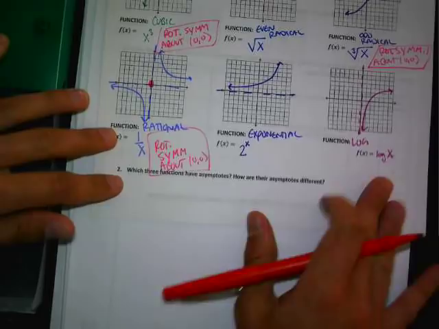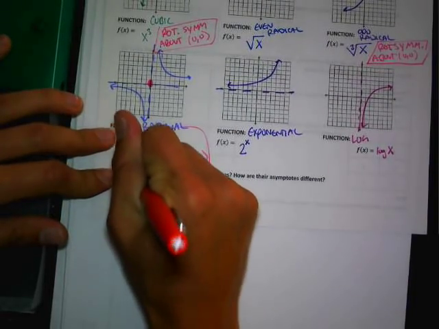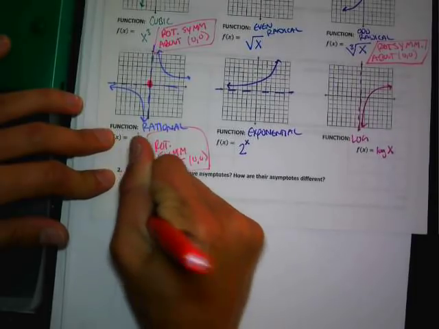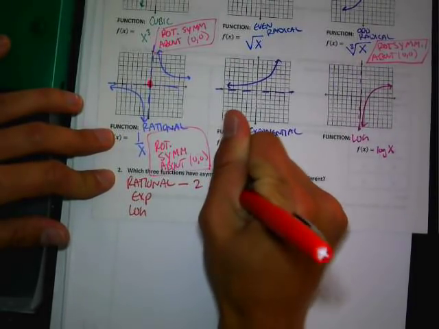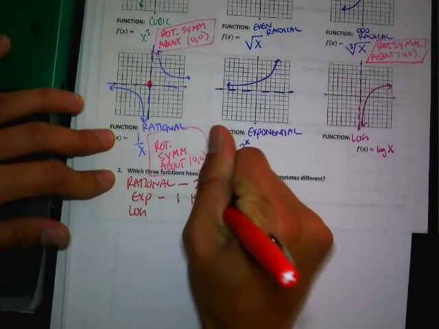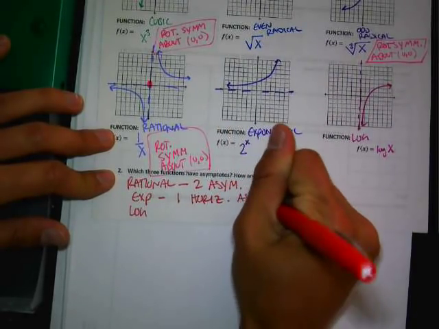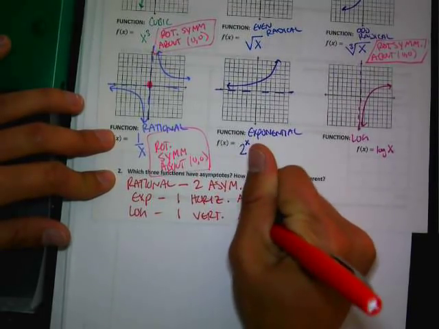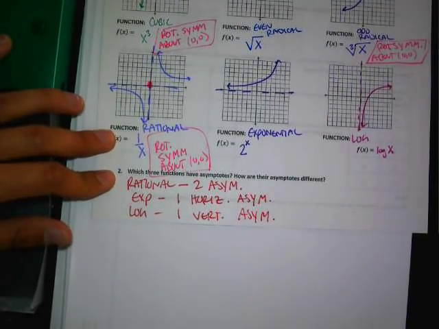Okay. The three functions that have asymptotes are rational, exponential, and log. Rational has 2 asymptotes. Exponential has 1 horizontal asymptote, and log has 1 vertical asymptote. Right on the back.